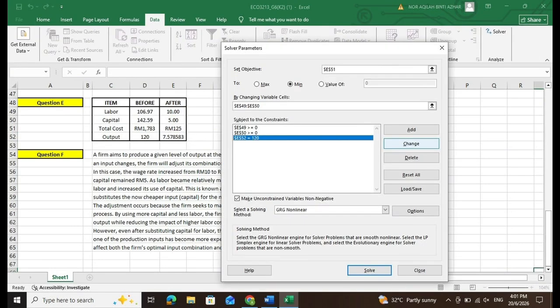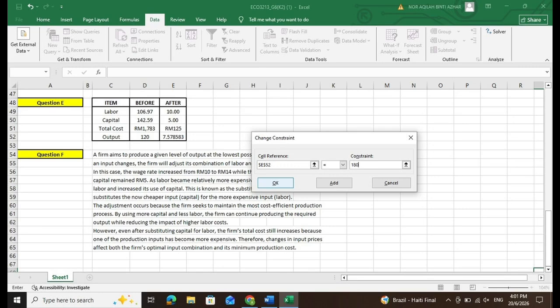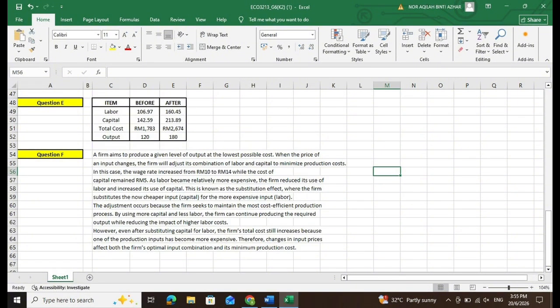Next, I used the same solver settings as in part C. The only change was the output constraint, which was increased from 120 units to 180 units. After running solver again, using the GRG non-linear method, Excel generated a new optimal combination of labor and capital that minimized costs while producing 180 units of output. After solver run, it automatically searched for the combination of labor and capital that could produce exactly 180 units at the lowest possible cost.